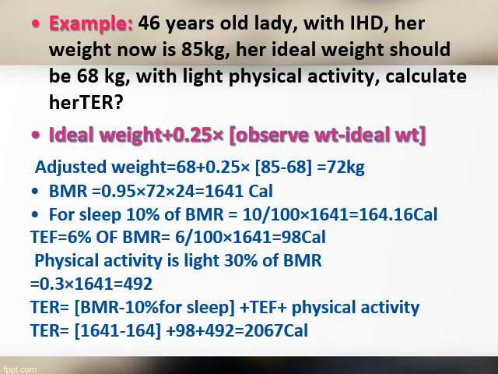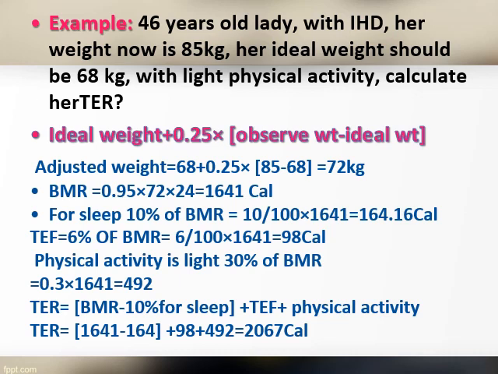Because she is overweight, we have to use the adjusted weight, which is equal to ideal weight plus 0.25 multiplied by the difference between the observed and ideal weight. So the adjusted weight obtained from this equation is equal to 72 kilogram. Then we have to calculate the basal metabolic rate, but using the adjusted weight instead of the ideal body weight.